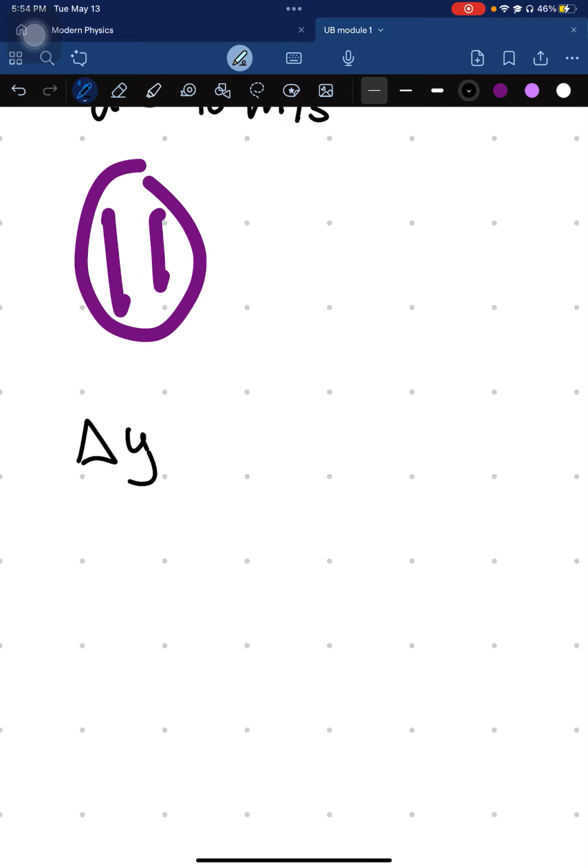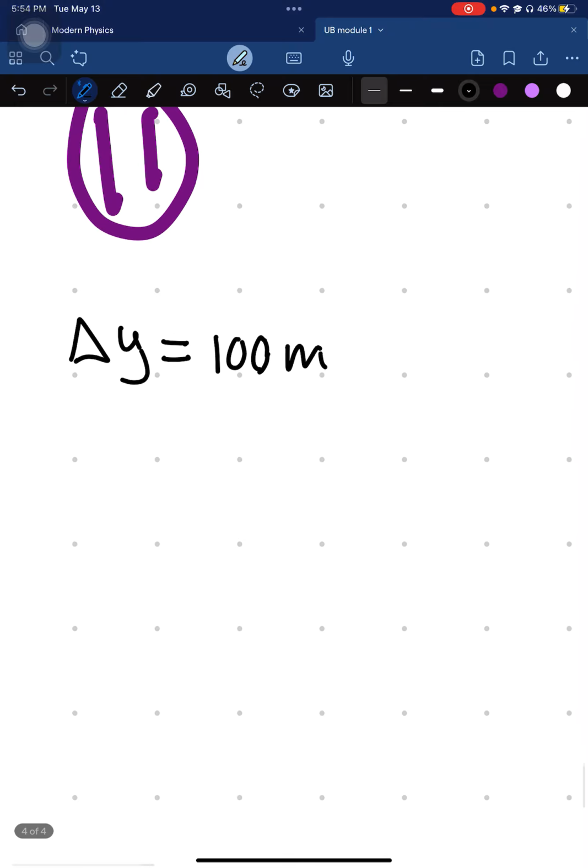Delta y, this is vertical, so I'm going to be using y and j hat instead of x and i hat, just to keep it accurate. 100 meters.